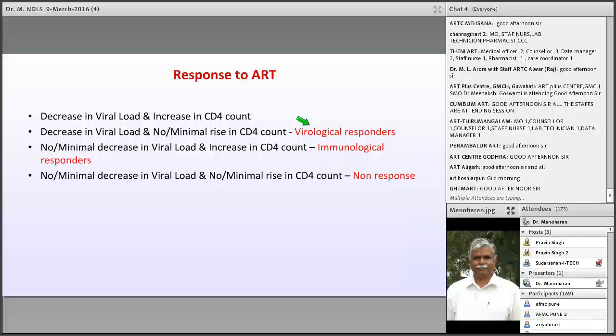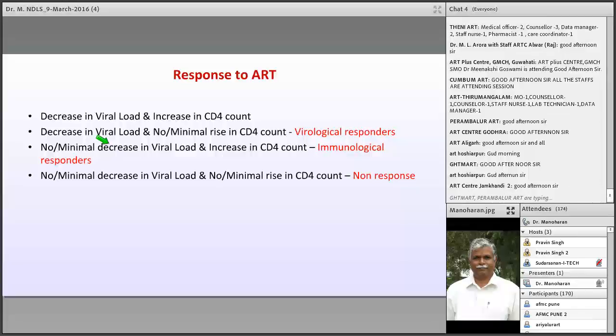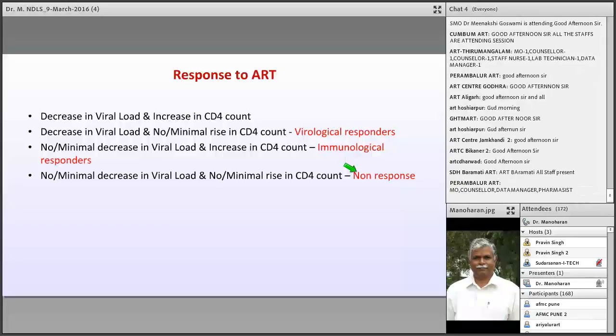And the third response is there is minimal decrease in viral load, but there is a very good improvement in the CD4 count. So this group is called immunological responders. And there is a fourth group where there is neither a viral load response nor an immunological response. It is called non-response or non-responders. So these are all the four types of response we get when we initiate antiretroviral therapy in an HIV positive patient.